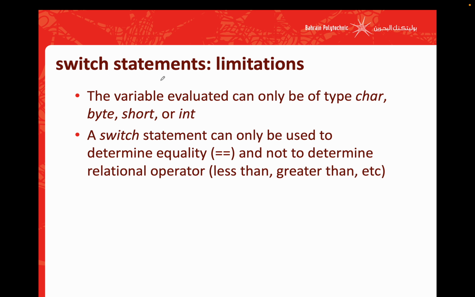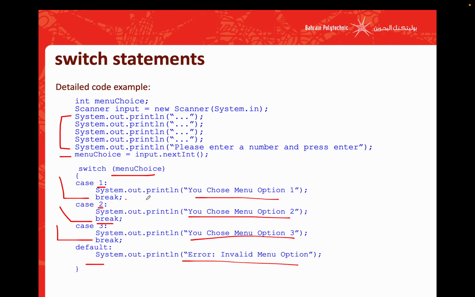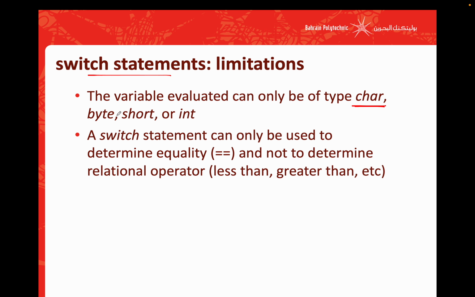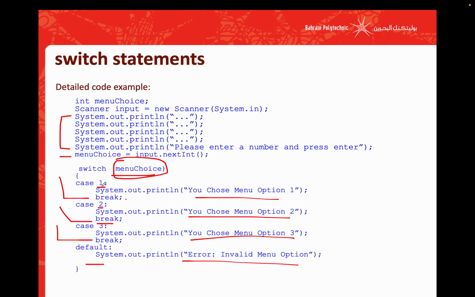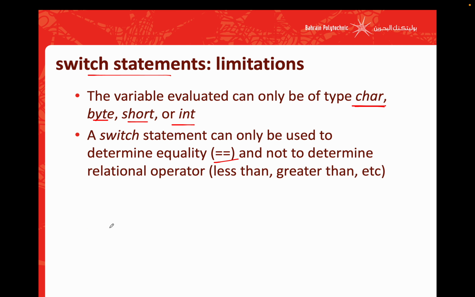Now one thing to know about switch statements is it can only work with these types. Whatever you write here should be of the type character, byte, short, or int. It cannot be float, it cannot be string, it cannot be anything else. And the comparison that you're going to do is always equality. You can't have greater than or equal to. You can't write menu choice is greater than 1. No, that doesn't work. You're always checking for equality. Whatever this variable is, is it equal to 1? Is it equal to 2? Is it equal to 3? That is what you can check. That's the limitation for switch.